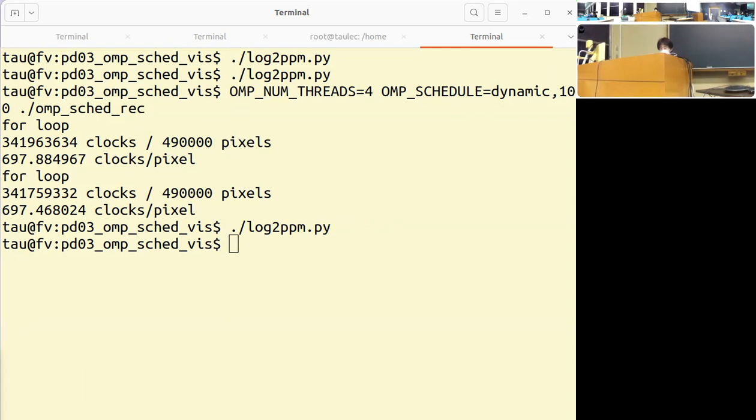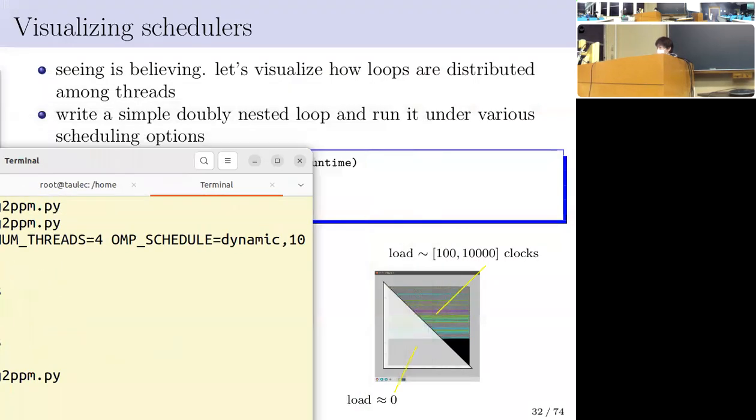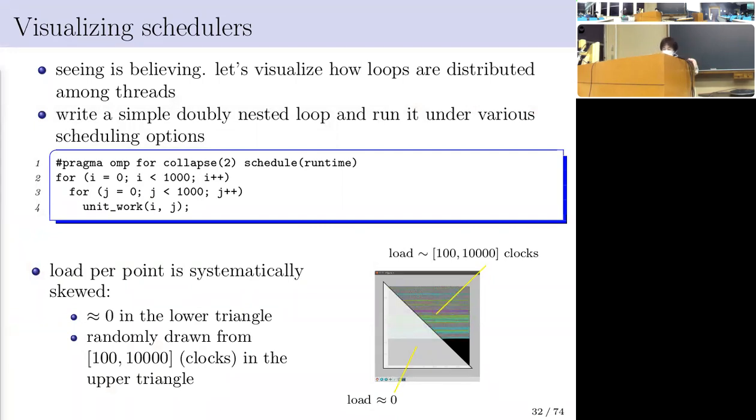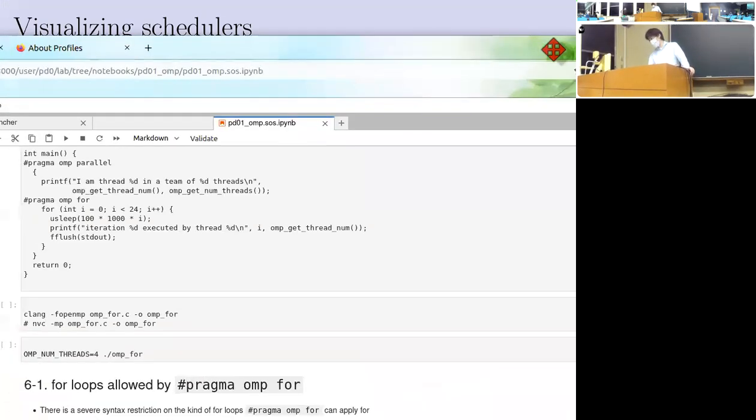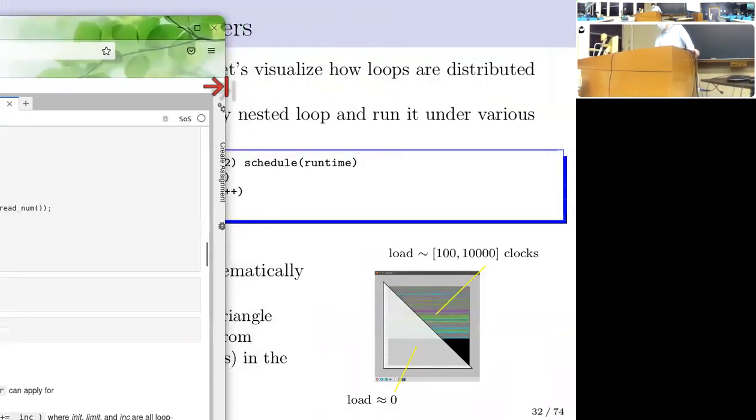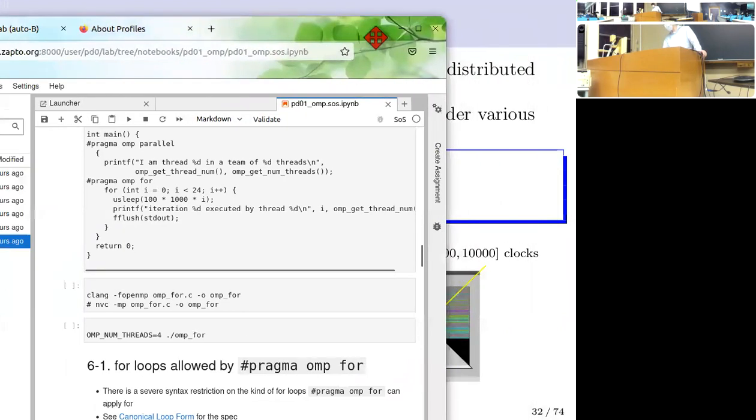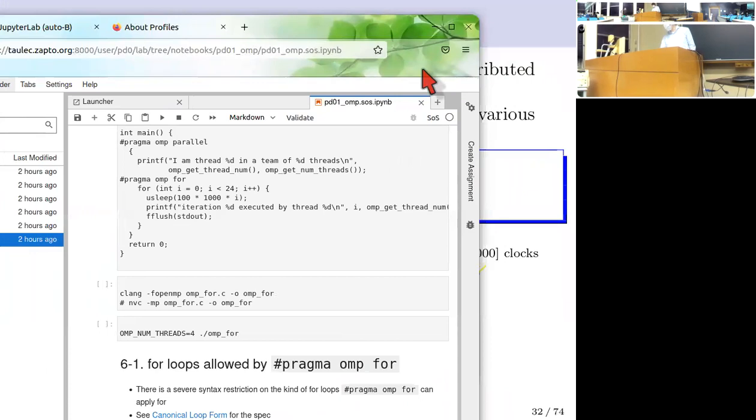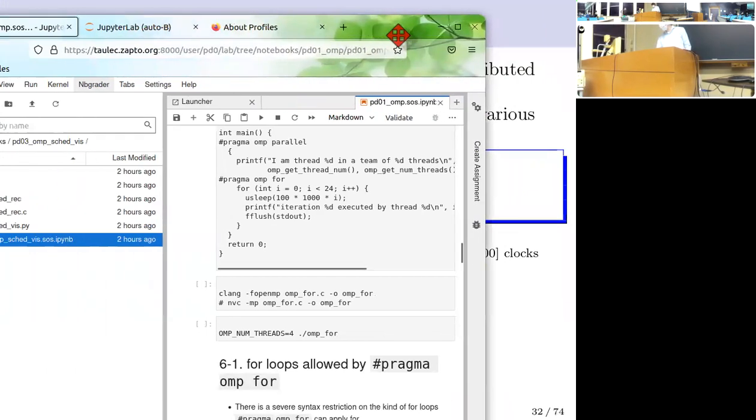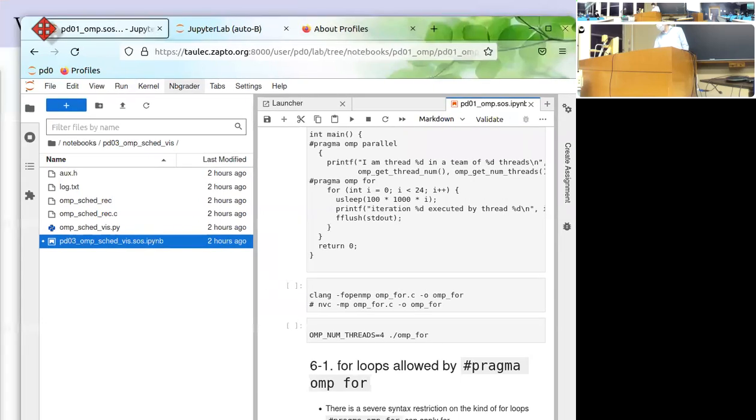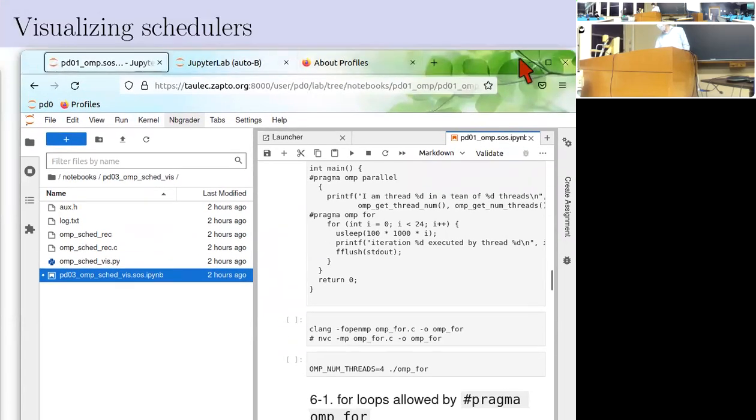So is there any question at this point? Okay, then I guess with that, you have some time to work on this Jupyter notebook. Just continue working on PD01 OMP, whichever part you're still working on. So let's have something like 20 minutes. Just try to understand and work on this PD01 thing.